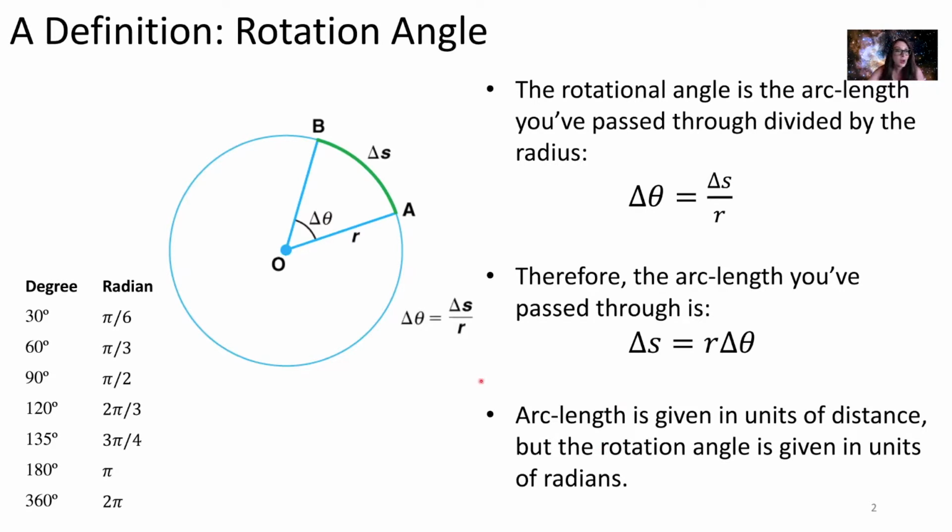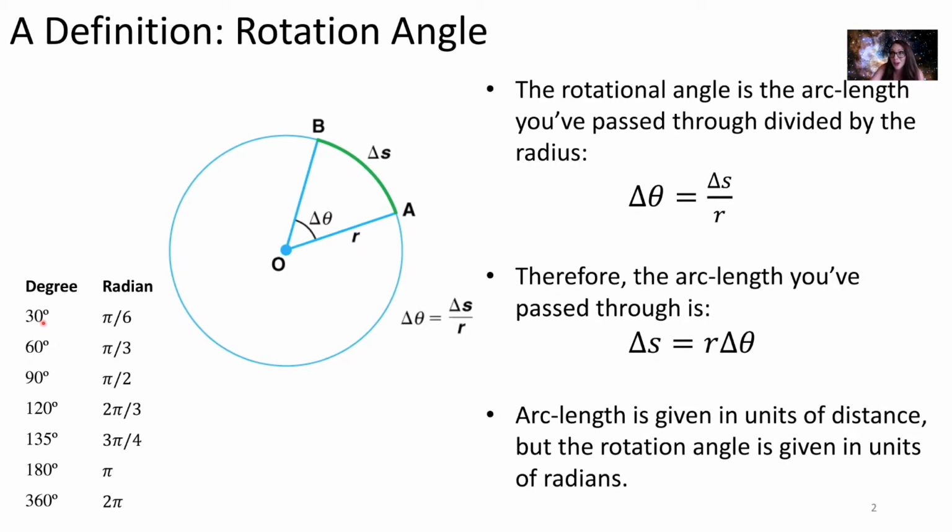Okay, so to remind yourself about the relationship between an angle in degrees and an angle in radians, 30 degrees is the same thing as pi over 6 radians. 60 degrees is pi over 3 radians, 90 degrees, pi over 2, 120 is 2 pi over 3, 135, etc. 360 is 2 pi, 180 degrees is pi.